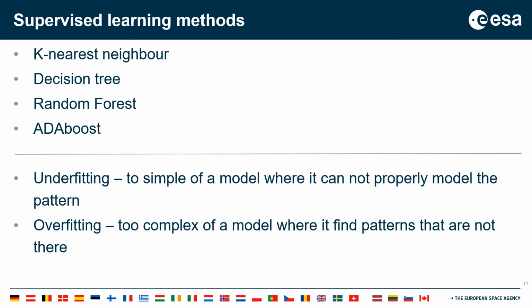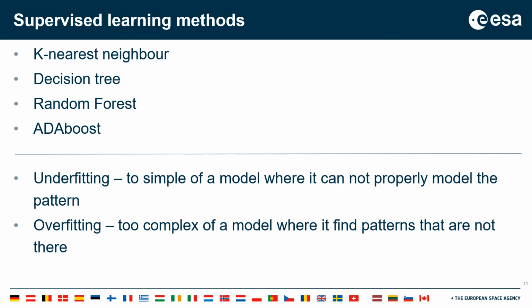So in this paper we have used supervised learning methods, and we used four of them in this case. So there's the k-nearest neighbor, there's the decision tree, and the random forest, and AdaBoost. So before we move on to explaining what they are and how they perform, we would like to introduce two terms from the machine learning world, which is underfitting and overfitting.